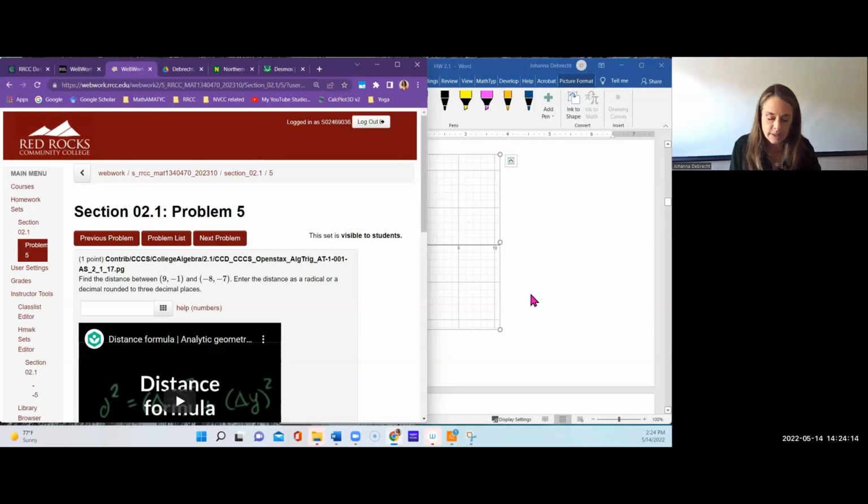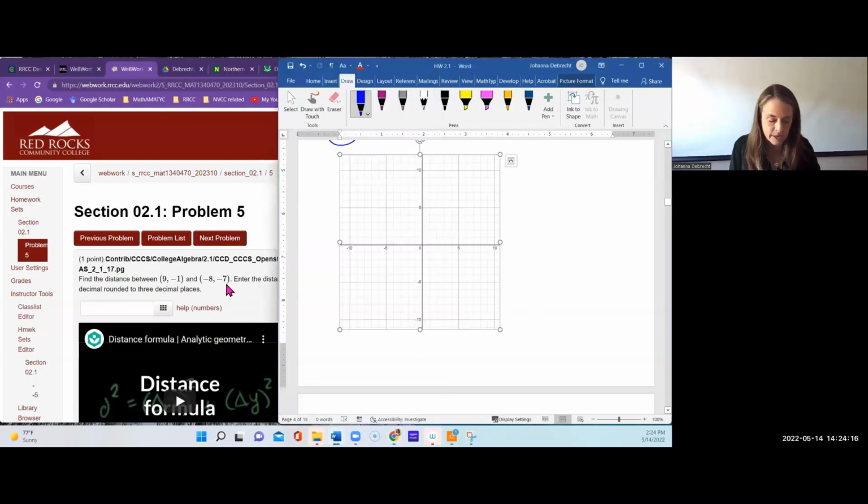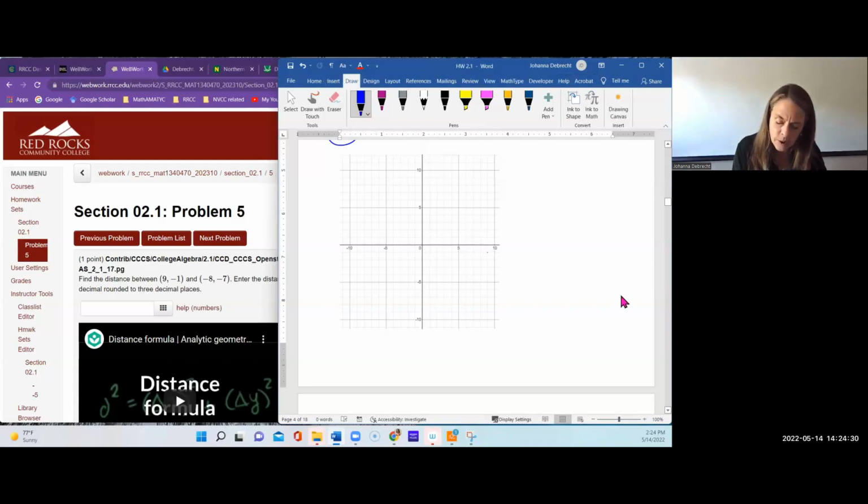Now, when I'm looking at this one, it says 9, -1. Start here at the origin and go 9 to the right because it's a positive 9, and then down 1 because it's a -1. So I'm going to put a ball right here, and I'm going to label that ball 9, -1, right? The second point is -8, -7.